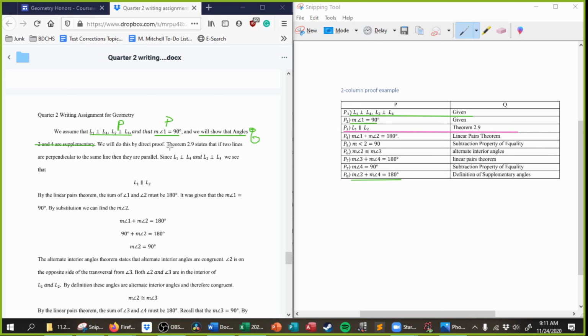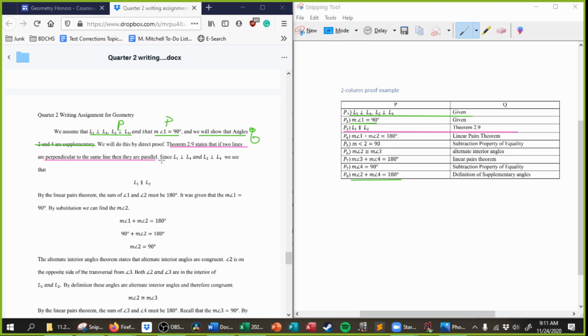And what I did here is Theorem 2.9 states if two lines are perpendicular to the same line, then they are parallel. In a paragraph proof, you have to actually tell me what the theorems say. You are assuming that your reader is taking the more robust layout of this style of proof because they want to see specific details. Now, Theorem 2.9 states if two lines are perpendicular to the same line, then they are parallel.